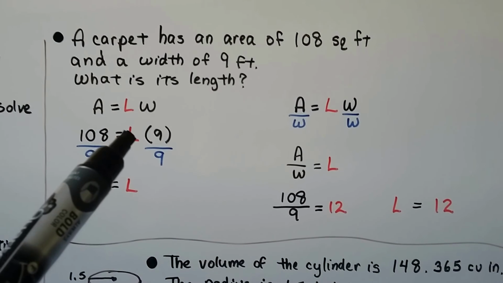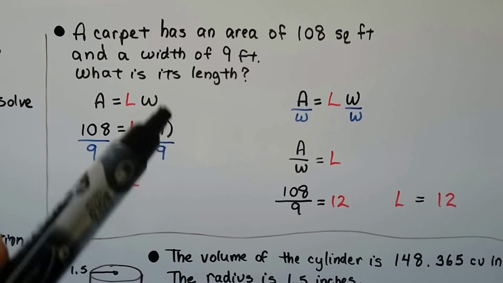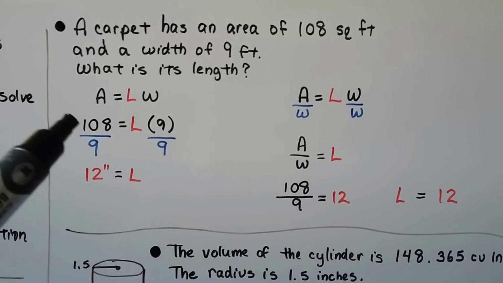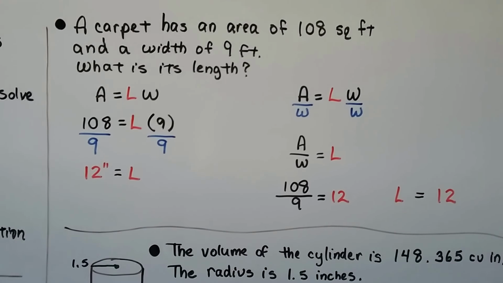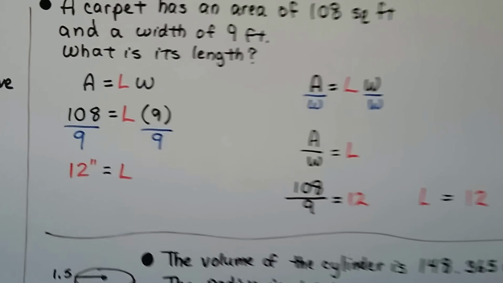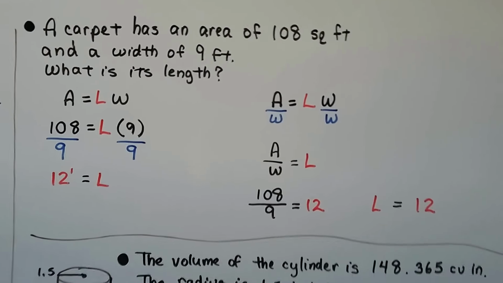We need to get the L by itself, so we divide both sides of the equation by that 9 to get rid of it. It makes a 1, same numerator and denominator. Now we have 1L on this side, and 108 divided by 9 is 12. So we know that it's 12 feet. Whoops, that's supposed to be only 1. So it's 12 feet, okay?